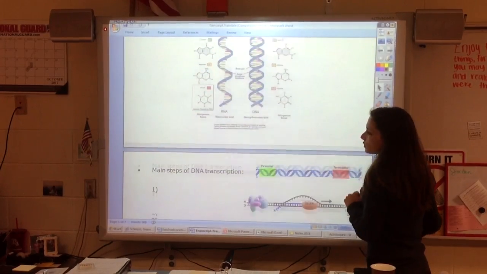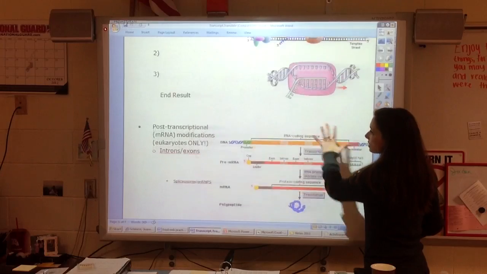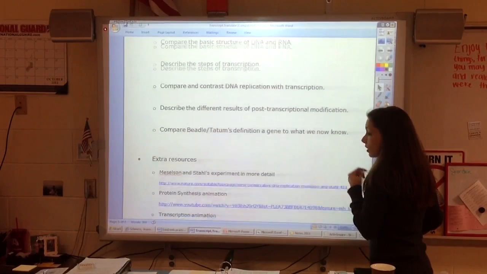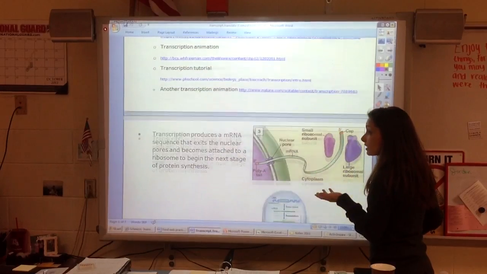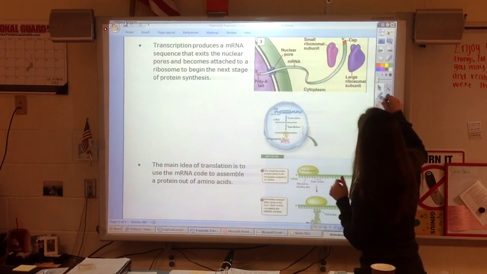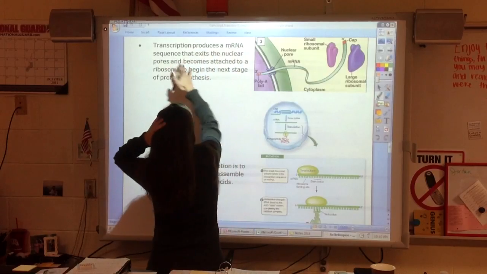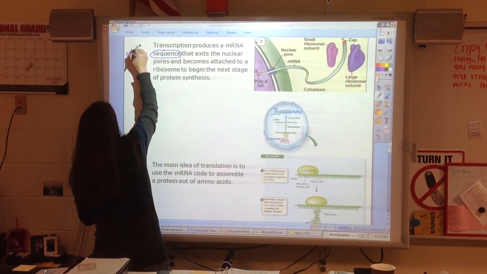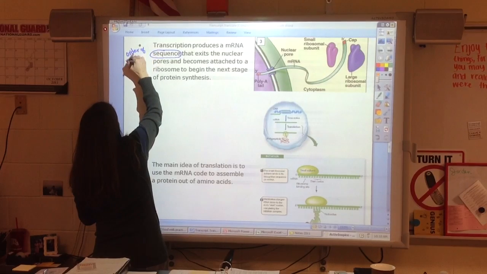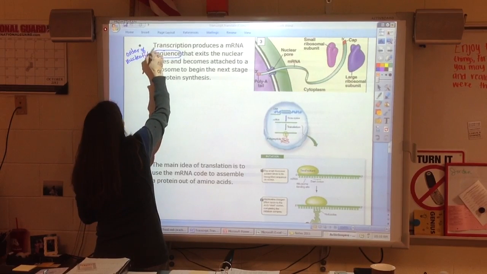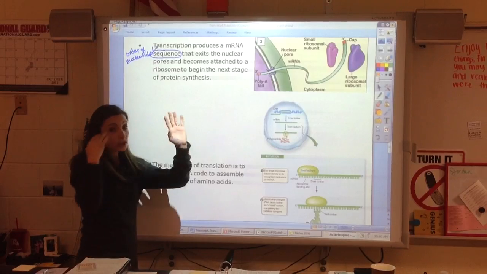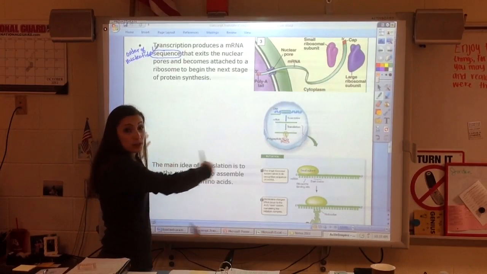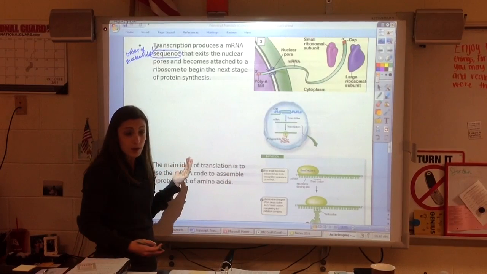So we know the differences between DNA and RNA. We know how to get an mRNA. And now we need to look at, well, an mRNA is not a protein. I'm not done. Transcription produces a messenger RNA sequence. The sequence is really important. The order of nucleotides is very important. From just 4 different nitrogen bases, we're going to come up with almost an infinite number of possible mRNAs.